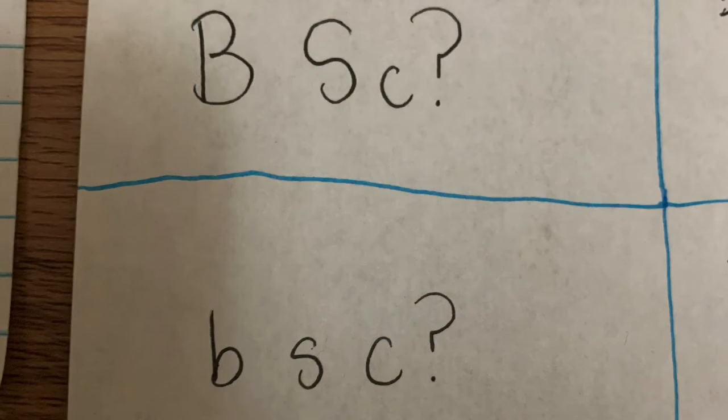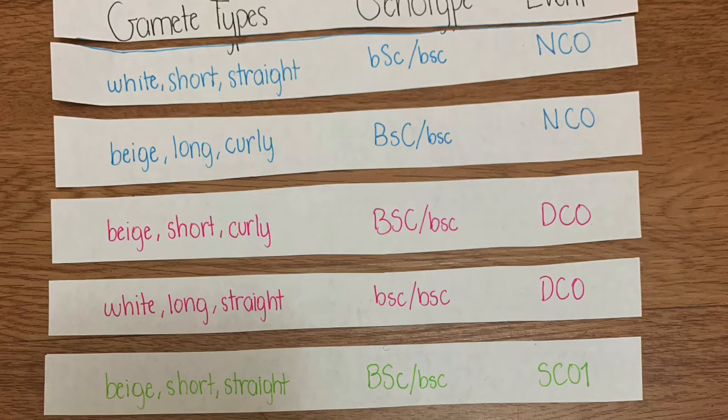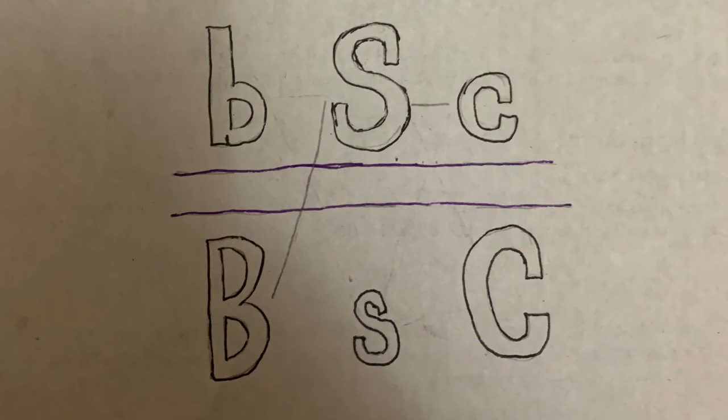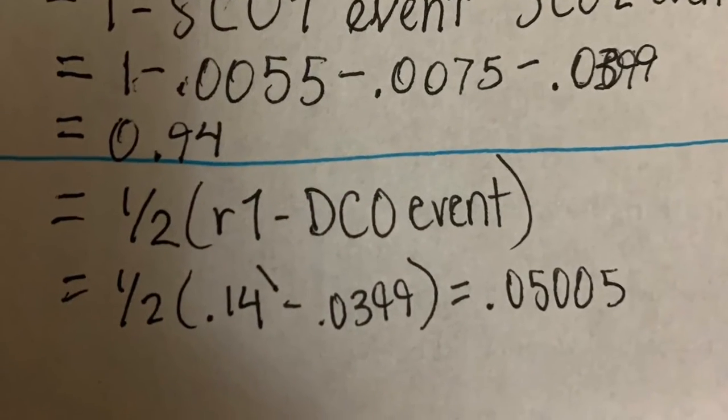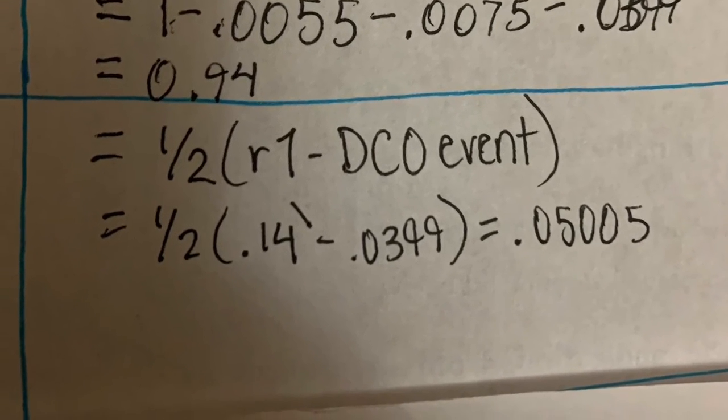If we wanted to find the probability of a specific gamete type, we'd do the same calculation as before, but we'd multiply it by 1/2. This is because every crossover group yields 2 gamete type results, but we're only looking for 1. So if we wanted to find the probability of getting big B, big S, little c, I'd first determine what kind of event would have to happen. Once I see that it is a SCO1 event, I subtract the DCO event from the recombination frequency, same as before, but then I multiply it by 1/2.